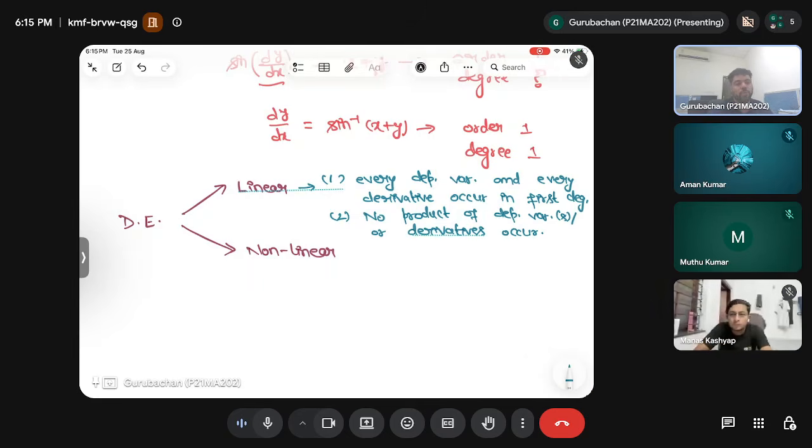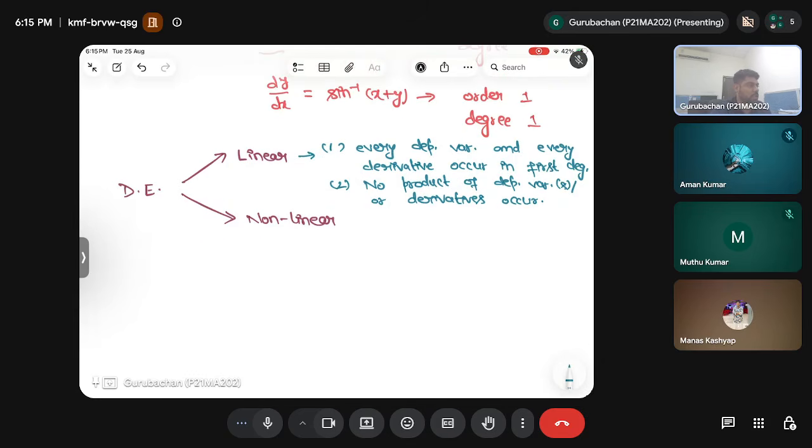Whenever a product is occurring, or the power is more than one, it is a non-linear differential equation. So if I give you one example: d2y by dx square plus y dy by dx plus y equal to 0. Now tell me, what is the order and degree, and is this linear or non-linear? Order 1, degree 1, non-linear.